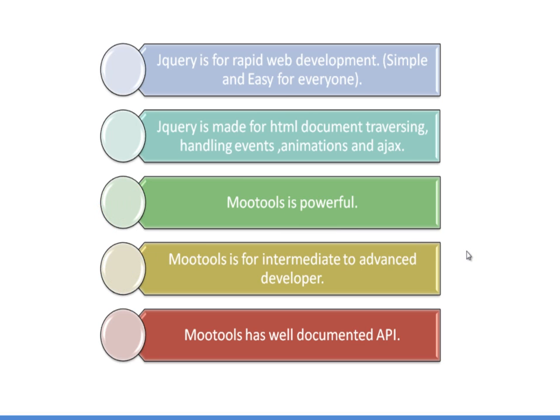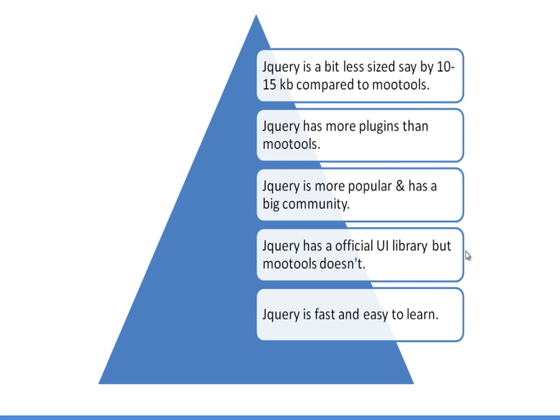It's still not clear enough, right? The difference. Let's see some more things jQuery has an edge over. jQuery is a bit smaller in size, say by 10 to 15 KB compared to Mootools. jQuery has more plugins than Mootools. Yes, jQuery is more popular and has a big community. Also, jQuery has an official UI library, but Mootools doesn't have one. And jQuery is fast and easy to learn. These are the advantages we have in jQuery when compared to Mootools.